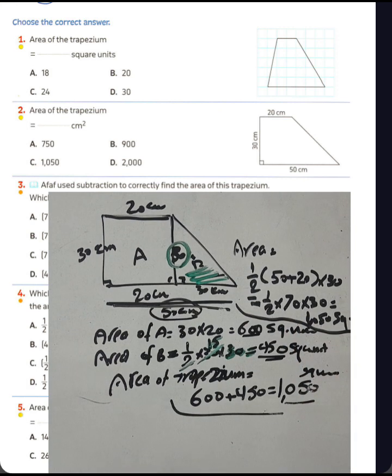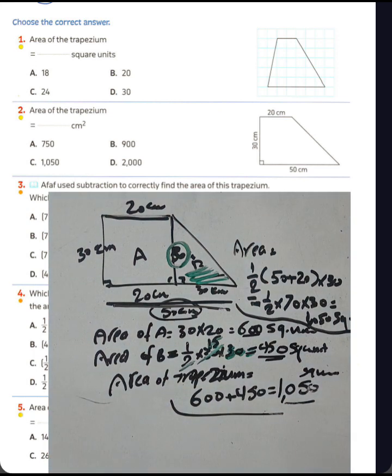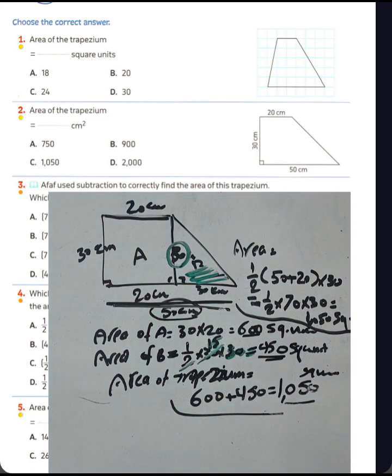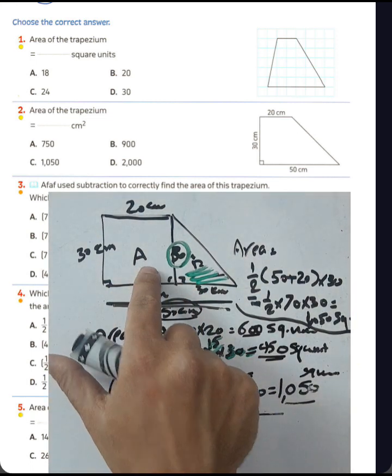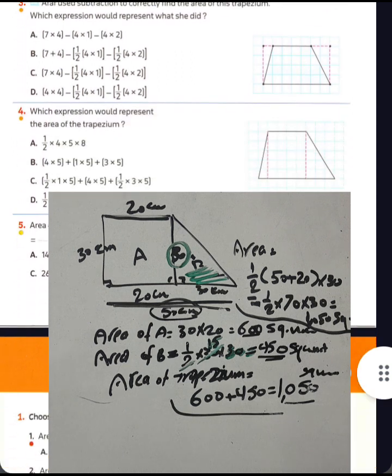But this method is very easy: write the rule here, half the sum of two bases times the height. Then you can find the area of the trapezium by this method, or divide this trapezium into two parts, find the area of the first part and the area of the second part, and then add them to get the area of this trapezium. Question number 3.